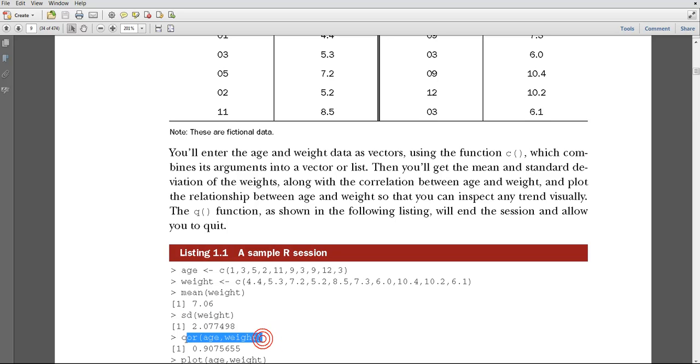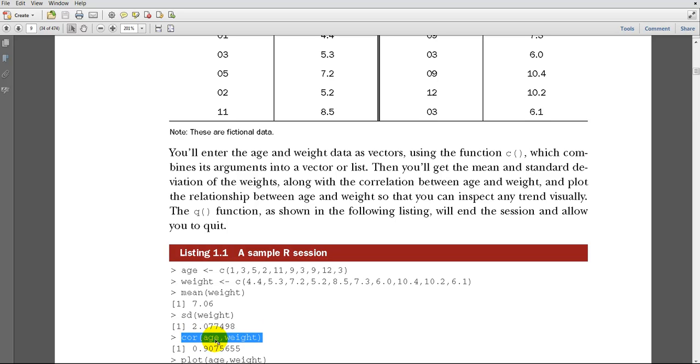Now, this is interesting. This is the correlation between age and weight. What I mean is, as age increases, does weight also increase? Or not? Maybe age and weight are not related at all. Of course they should be. If these are babies, the older they are, probably the more they weigh. But anyway, we can check to see that.